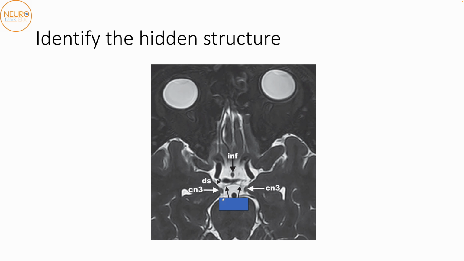Now what is this? This is the third nerve here. This is the ICA. This is the infundibulum. This is the dorsum sellae. This is the mesencephalic leaflet of the diencephalic membrane.